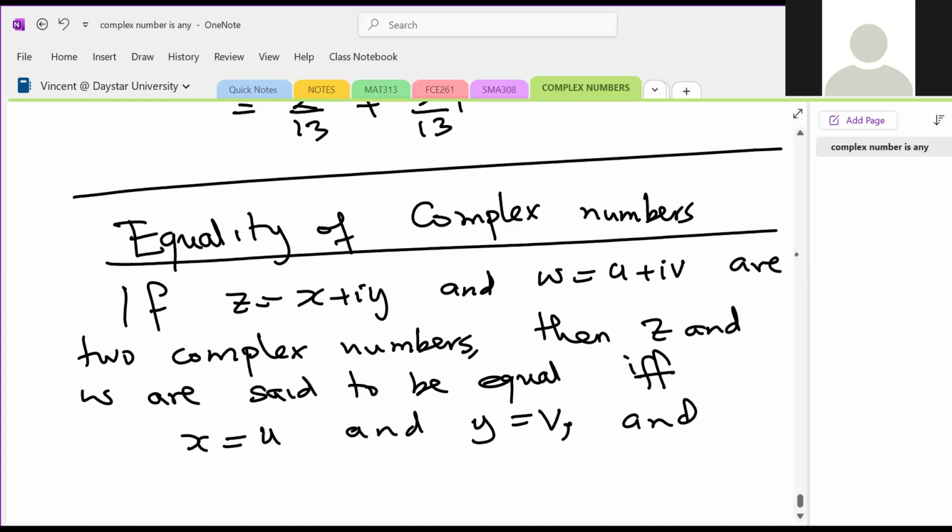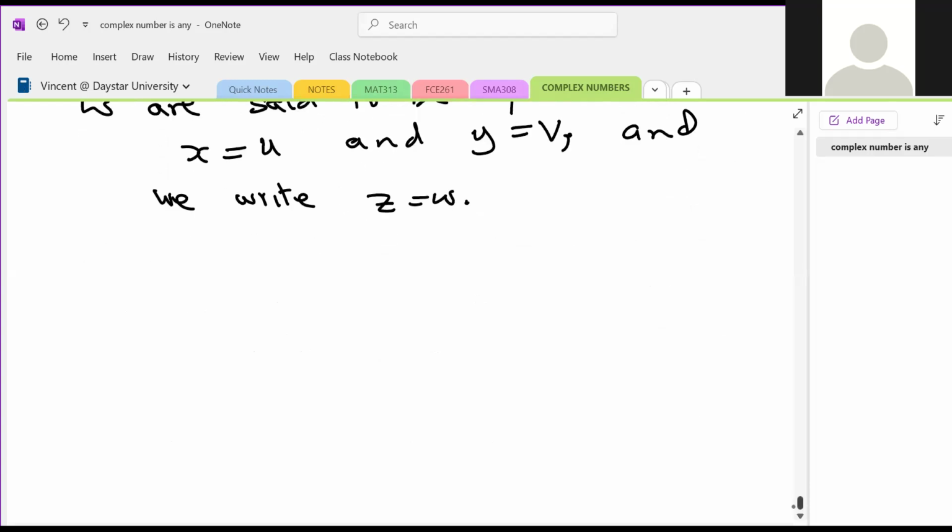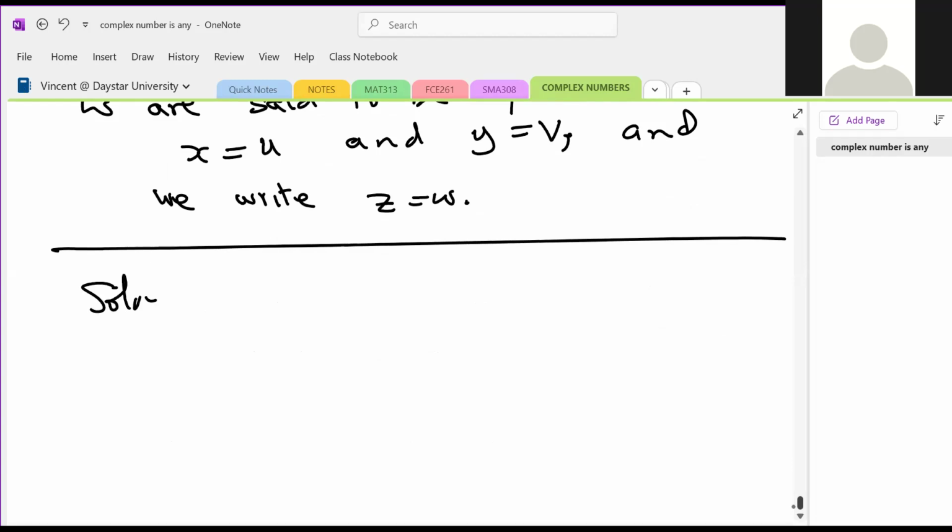And we write z equals w. So when the real parts are equal and also the imaginary parts are equal, then the two complex numbers are said to be equal. And that property can help us to solve some problems involving complex equations. So solve the following.